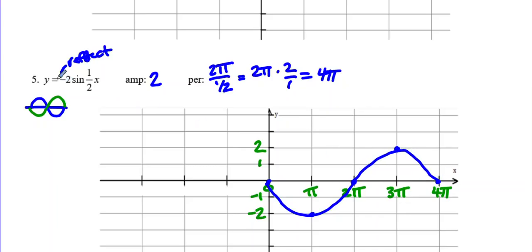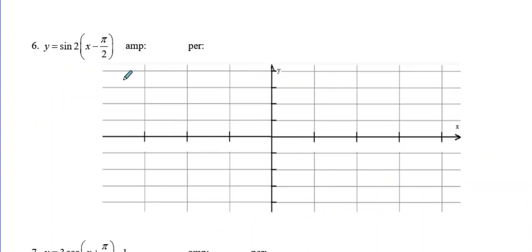So in this graph, we reflected upside down, we stretched it vertically so it had an amplitude of 2, and the 1/2 changed your period to 4 pi. Okay, when you are done with this page, you can turn to the next page. It can be tricky when we change both the period and we have a phase shift. So this minus pi over 2 is going to shift to the right pi over 2.